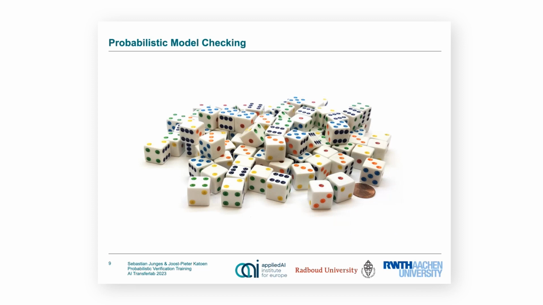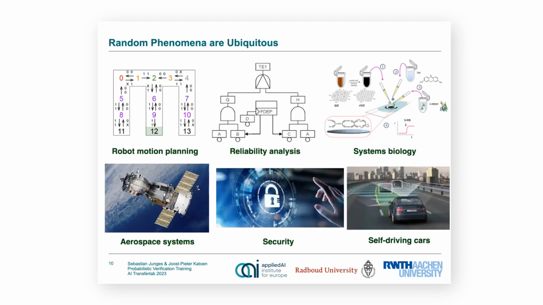So the topic of today is model checking, but now probabilistic model checking. This does not mean that the procedure is randomized. It simply means that the models that we are going to use have probabilities. And this could be used, for instance, for the navigation of a robot, and it could be used to model certain uncertainties. So here you see some examples where we use them to model random phenomena.